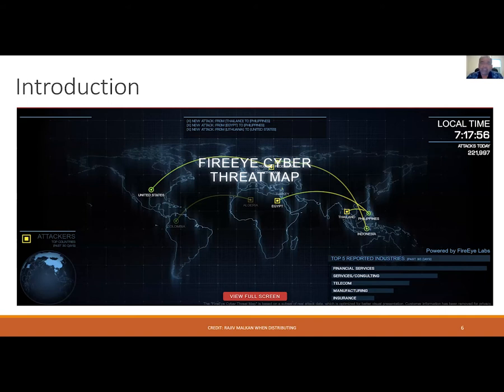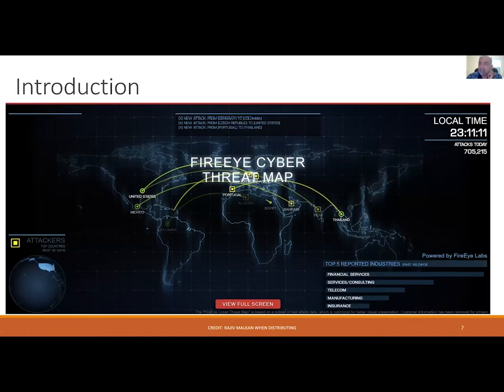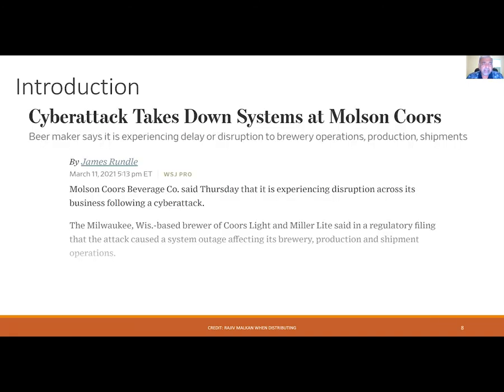This is this morning's cyber threat map. If you look at the FireEye cyber threat map, you can see how many attacks have been going on around the world. Last night there were close to 800,000 attacks. So what's happening? We look at the headline news of Microsoft and other companies, but a lot of small businesses are getting attacked every day.